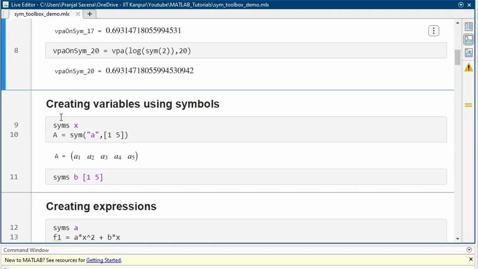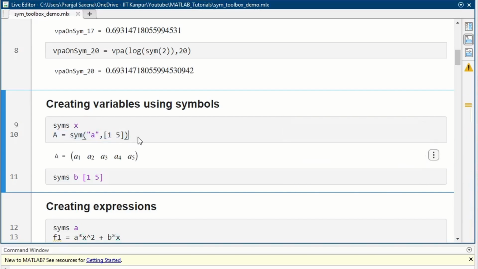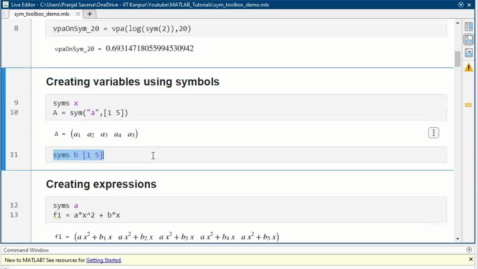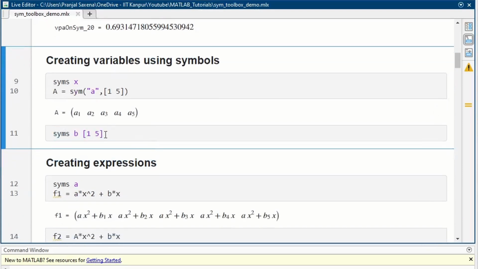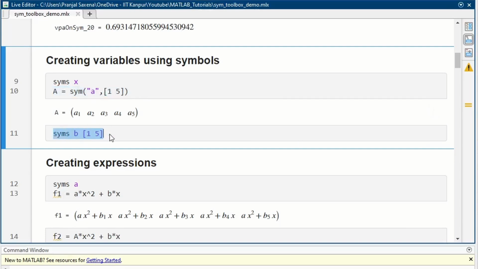Now instead of assigning some numeric value, if I want to create some variables, syms x means x is a symbolic variable. Similarly, A is sym A 1 to 5. This means that we want 5 values of A: A1, A2, A3, A4, A5. Now, similarly, we can also write like this. Instead of like this, we can also write like this.